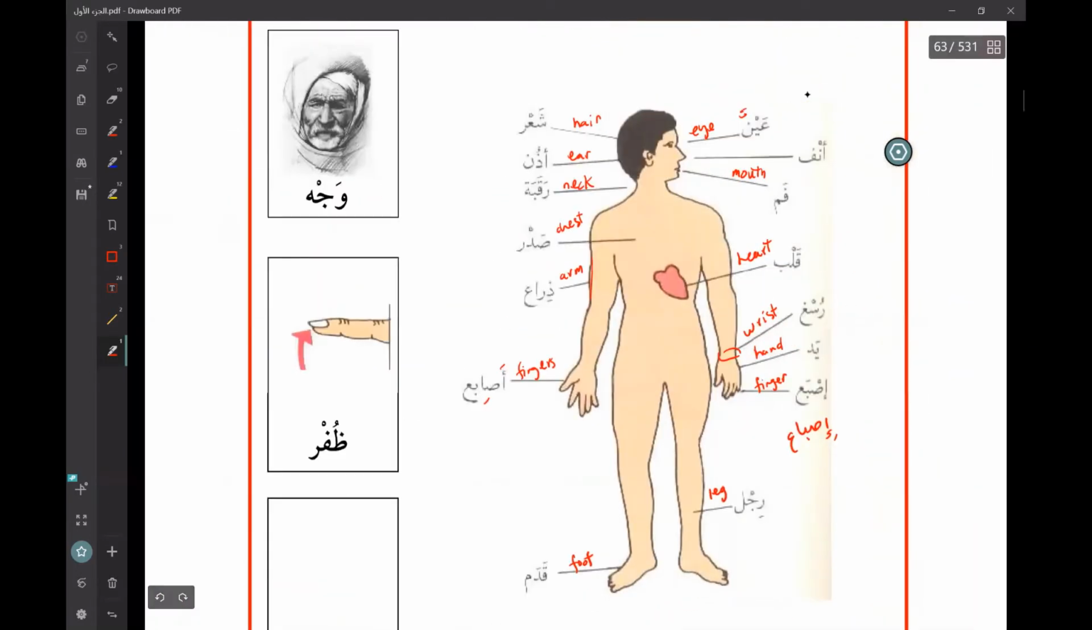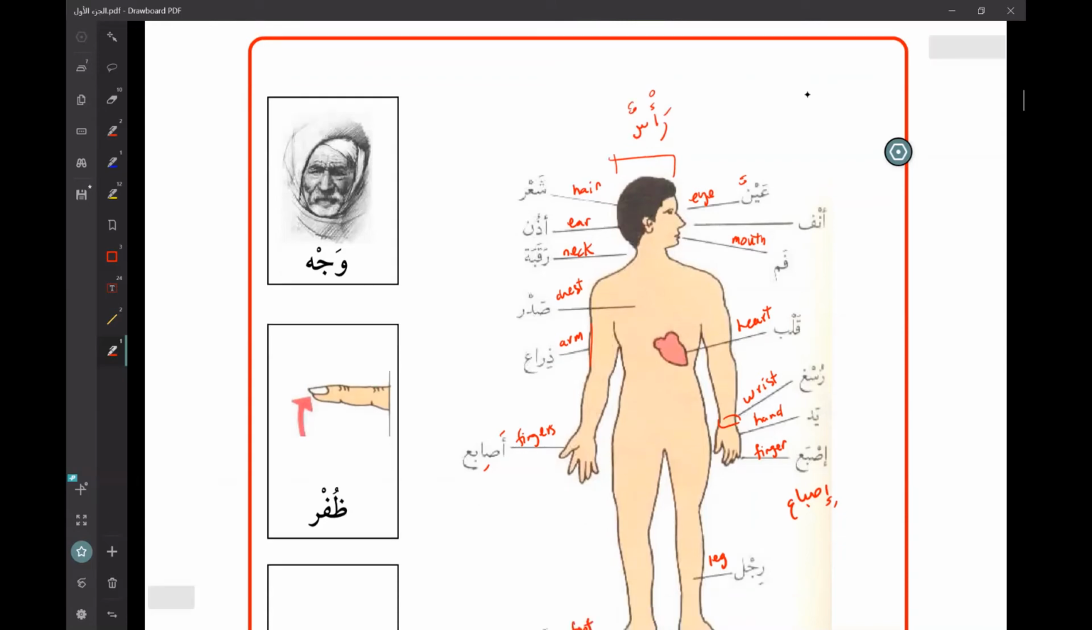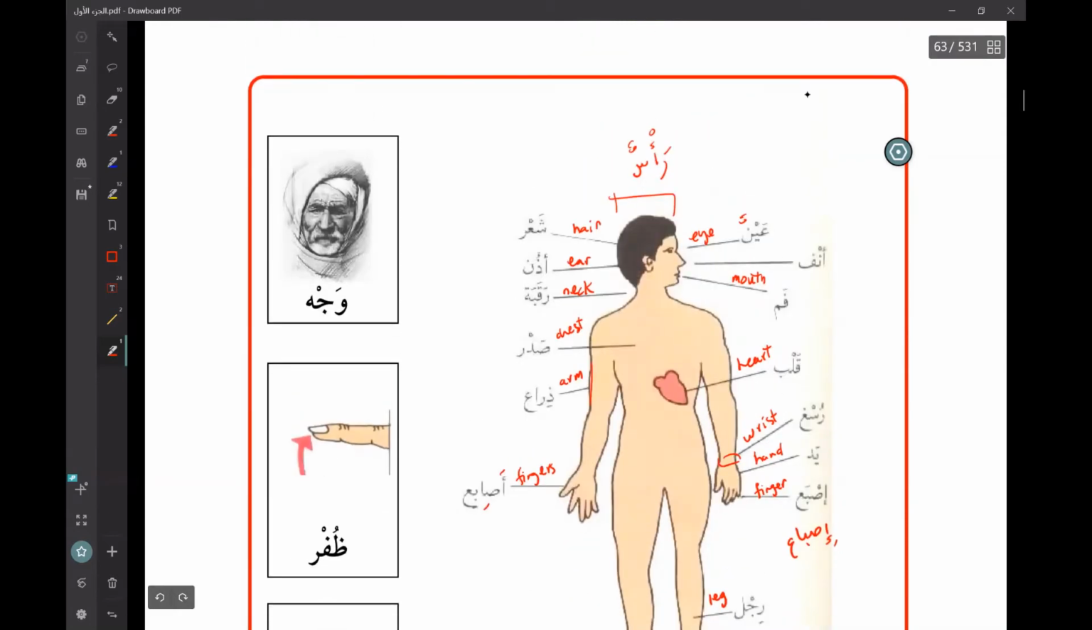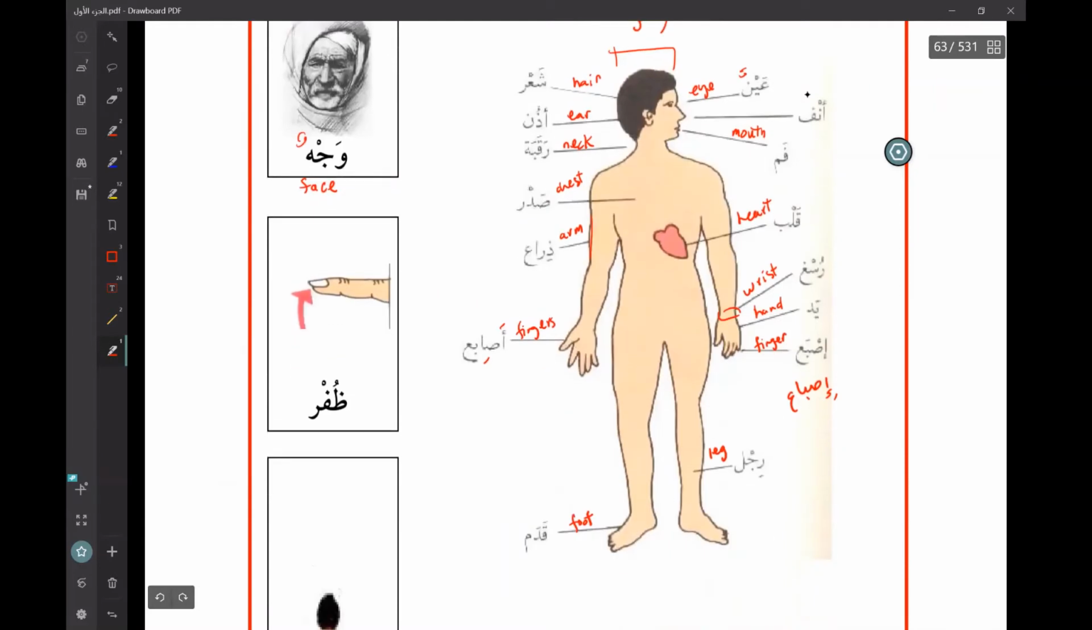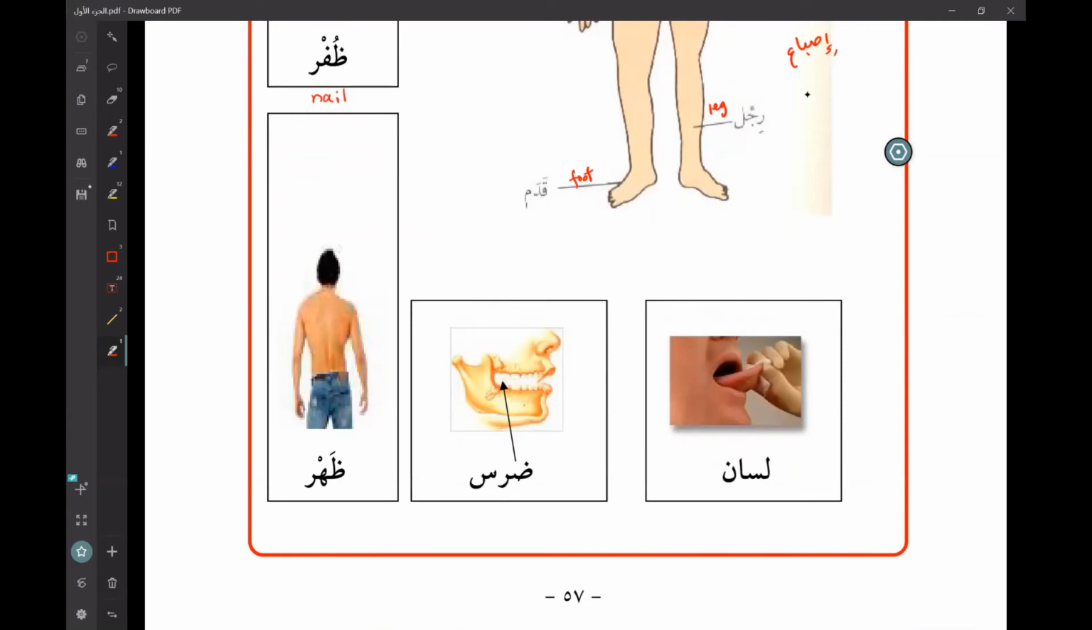So we have a lot of this. So we learned a lot of body parts. So I can give you another one. For example, the head is ra's. Ra'sun is head. Okay. Then they give you more. So the face, wajhun. Wajhun is face. Dhufrun. Dhufrun is nail. Okay. And then we have dhahrun, which is back.